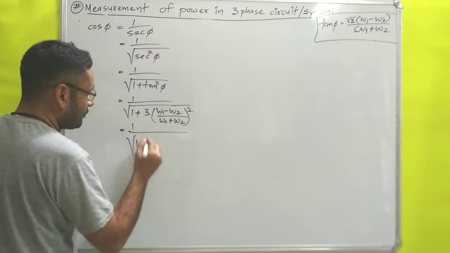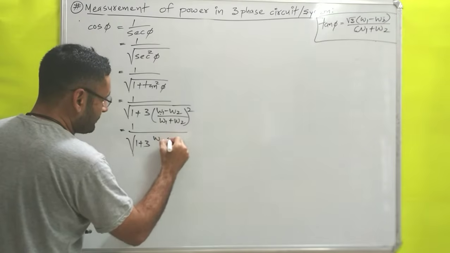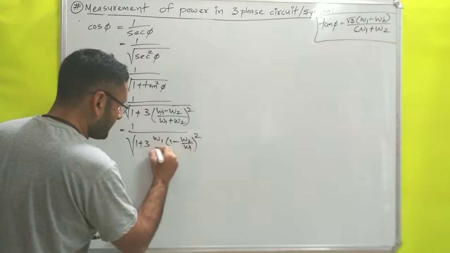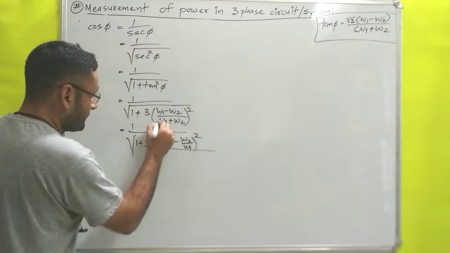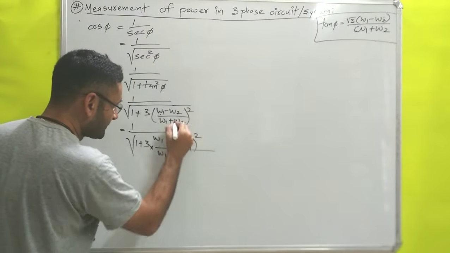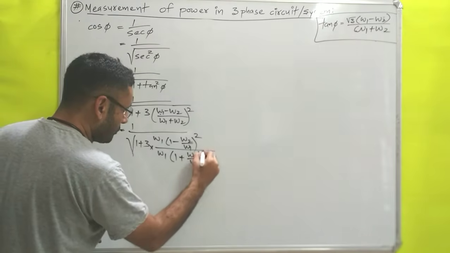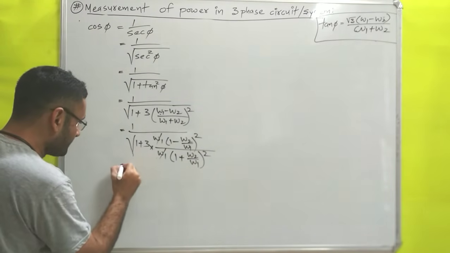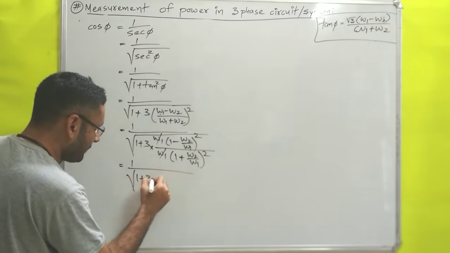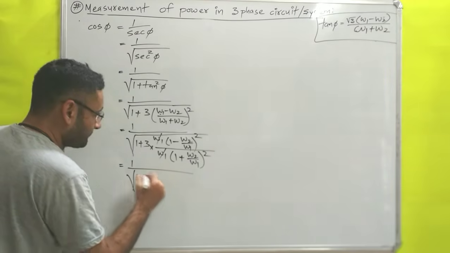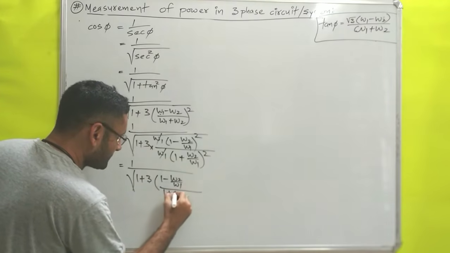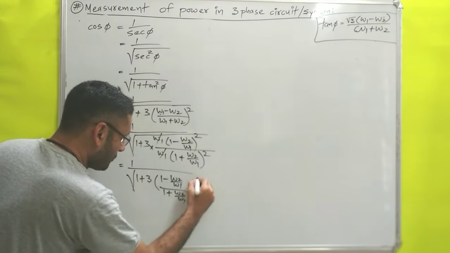Now I will take w1 common. So 3, and w1 common in the bracket: 1 minus w2 by w1 whole square, divided by, from the bottom side, w1 common as well: 1 plus w2 by w1 whole square. So w1 will get cancelled. So 1 divided by 1 plus 3 of 1 minus w2 by w1 divided by 1 plus w2 by w1 whole square.